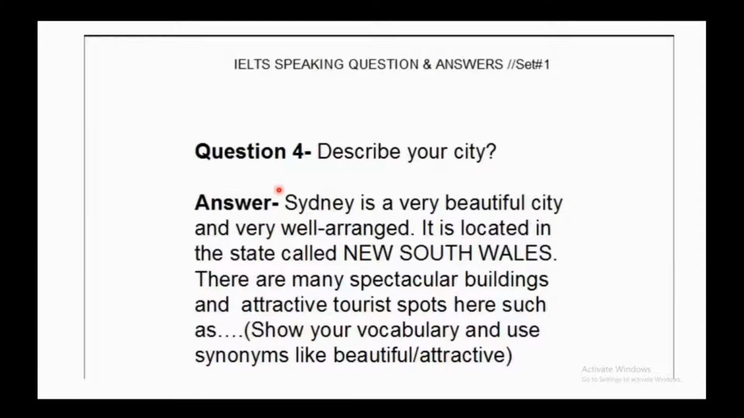And you have to describe in a proper order. First, do not say Sydney has many tourist spots. You should say Sydney is a beautiful city, and then mention where it is. Sydney is located in this area, and then say what is in it: many buildings, attractive tourist spots. Then you should explain step by step in a well organized order.